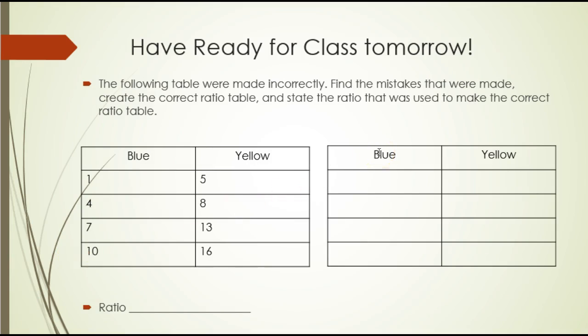Also, another one to have ready for class tomorrow. The following tables were made incorrectly. Find the mistakes that were made, create the correct ratio tables, and state the ratio that was used to make the correct ratio tables. So you're doing this just like the previous one we looked at.